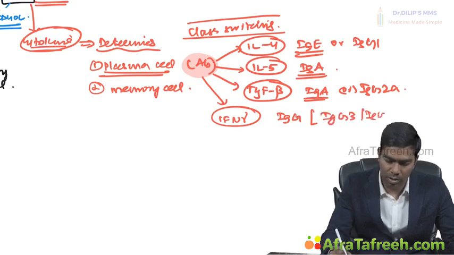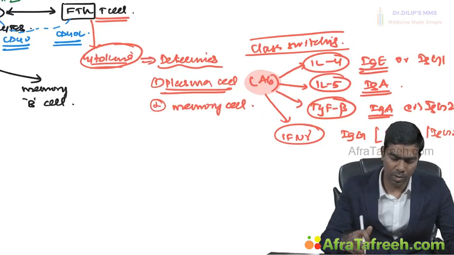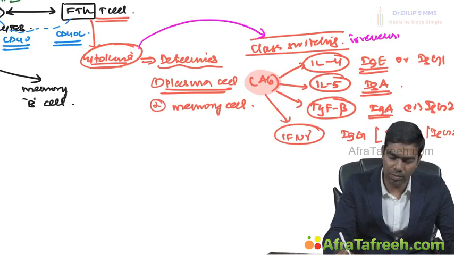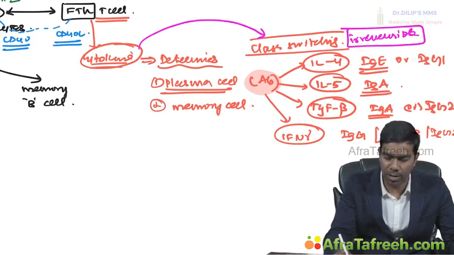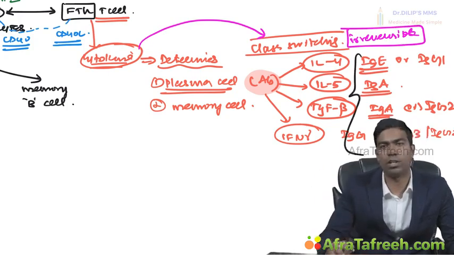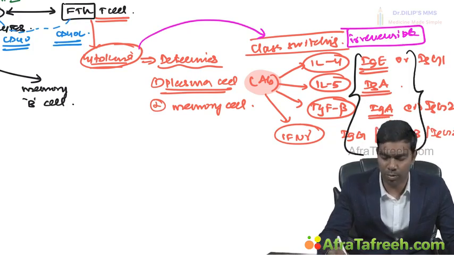Please note that the moment the class switching happens, this class switching is generally irreversible, which means the moment the class switching happens, it is permanent, and the plasma cell that is producing this antibody will produce only that particular antibody. They are not going to change the antibody production once again, which means it's an irreversible process, class switching.